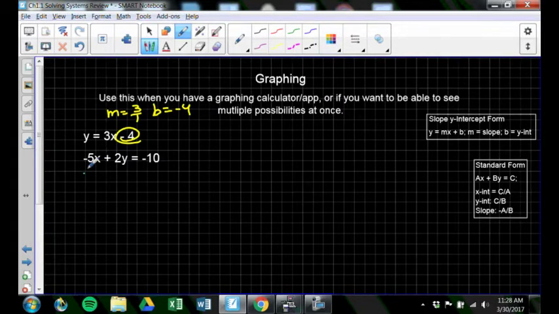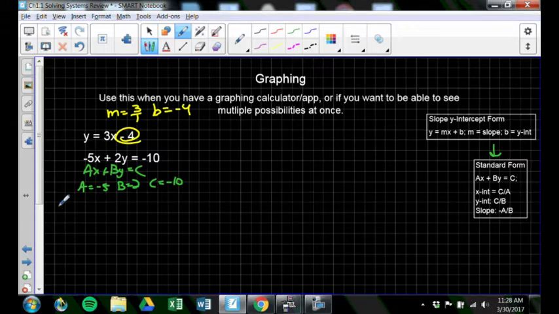This is in standard form. Standard form is called ax plus by equals c. That's what I have written over here. So in this case, the a value is negative 5, the b value is 2, and the c value is negative 10. There's a few ways to solve from standard form, or to graph from standard form. I'll show you 2 of them.